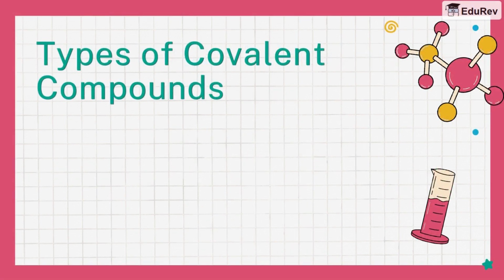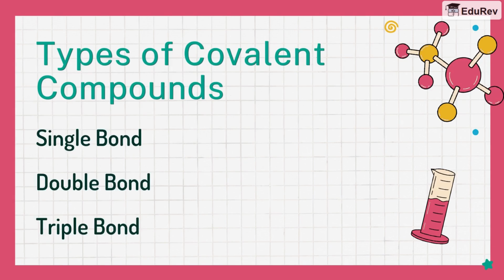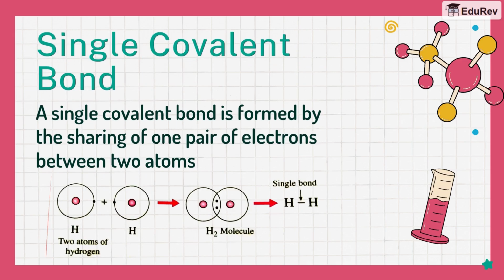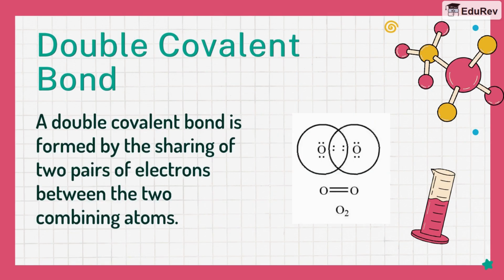When we talk about covalent compounds, we have different types of bonds: single, double, and triple. A single covalent bond is formed by the sharing of one pair of electrons between 2 atoms. For example, hydrogen molecules. A double covalent bond is formed by the sharing of 2 pairs of electrons between the 2 combining atoms.